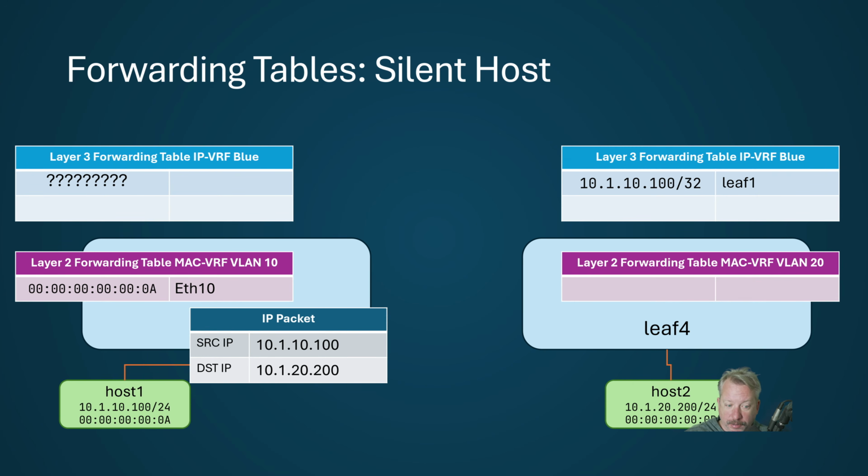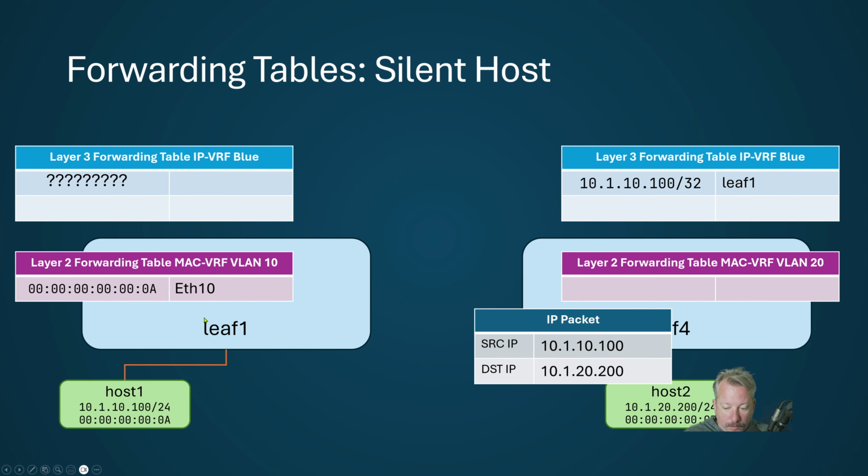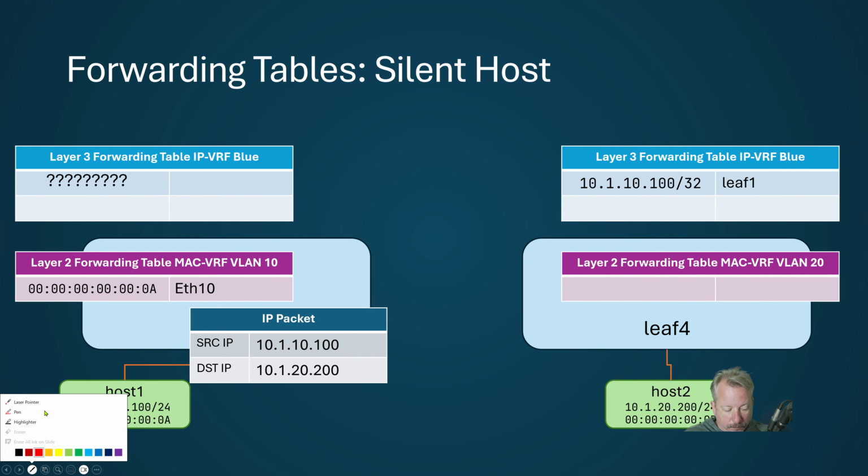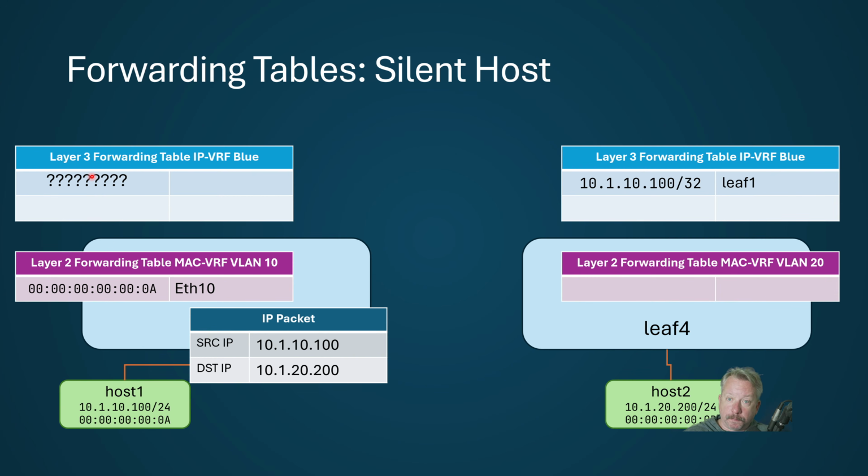So how do we find it? The packet will come up into leaf 1 and look up its routing table. We don't have an entry for it, and we don't know what to do with it because we don't know where the next hop is for that subnet. So notice I don't have a route for 10.1.20.